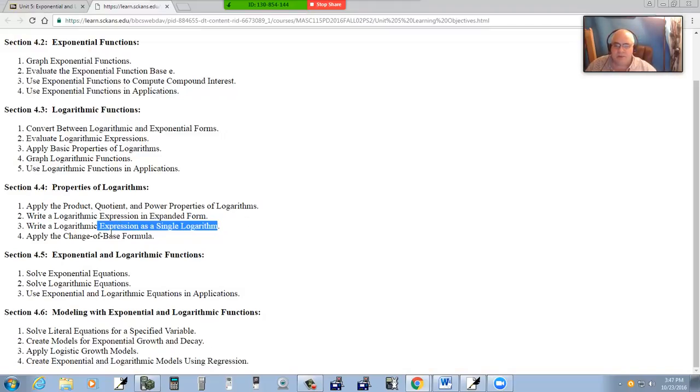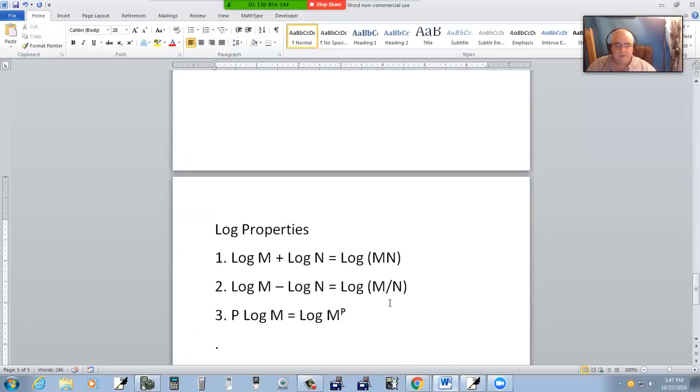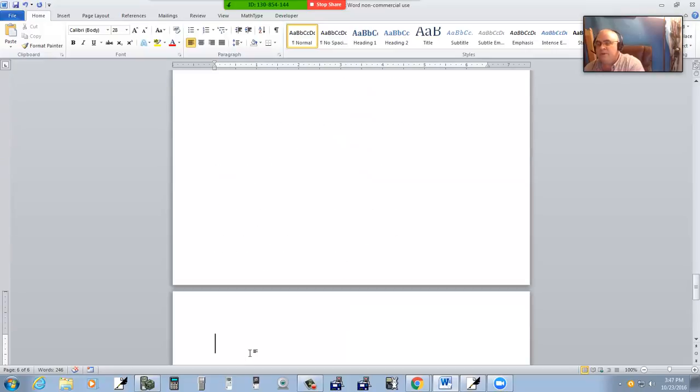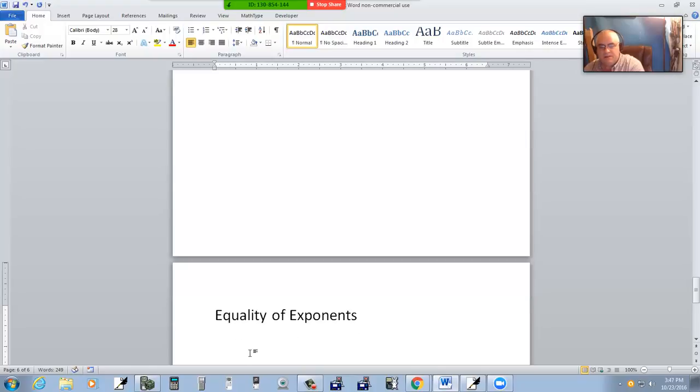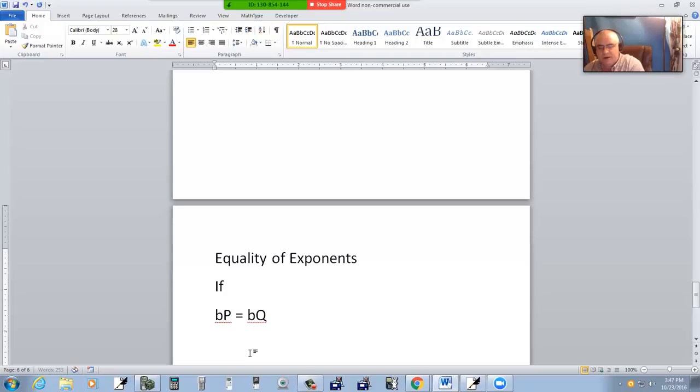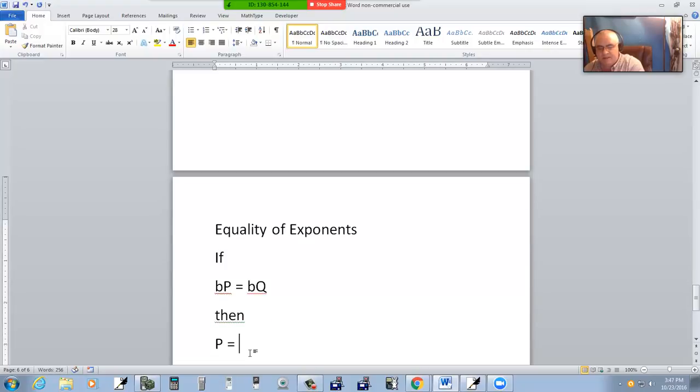We already looked at change of base. Now exponential and logarithmic functions. First thing we're going to take a look at is solving log equations. And this will be the equality of exponents. And that says if you got b to the p power is equal to b to the q power, then you set p equal to q.